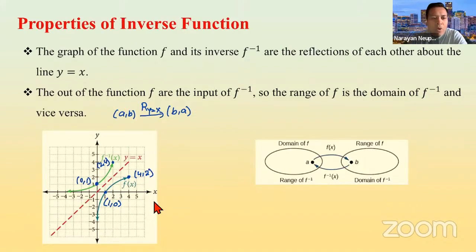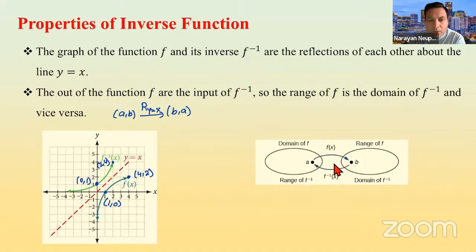So the x and y coordinates will flip. In other words, the graph of the function and its inverse are reflections of each other about the line y equals x. This concept is very important because if a function is given to you and you want to find the inverse, then y becomes x and x becomes y. So technically, you can change x and y to get the inverse function. That is one important thing.